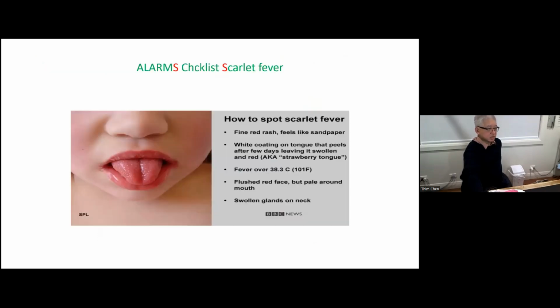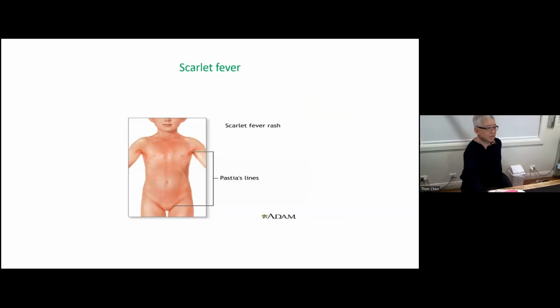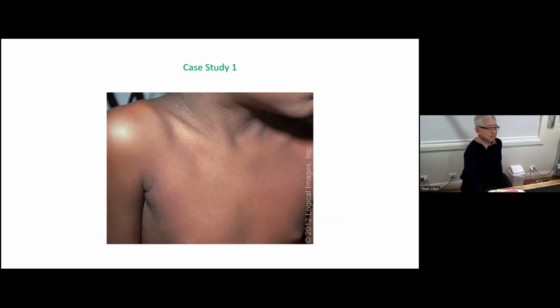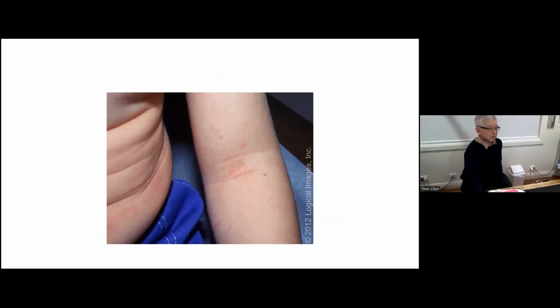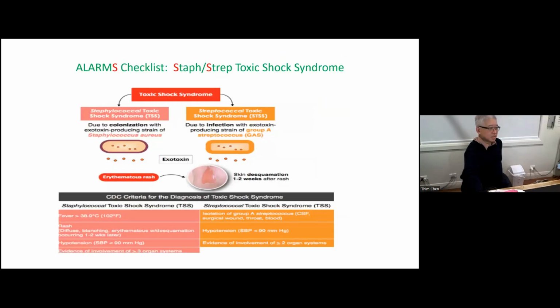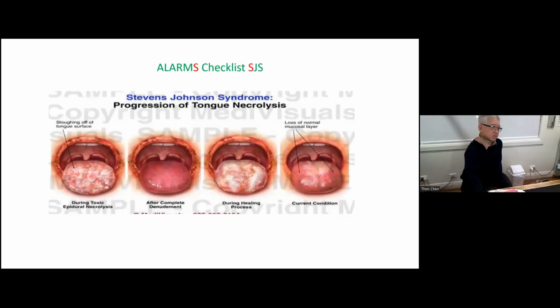Then we just run through scarlet fever. The S's are all the S's. After the M, the S for scarlet fever with a strawberry tongue, and Pastia's lines, and yeah, these are all the S's. And then we talk about toxic shock syndrome. The strep can cause toxic shock as well.